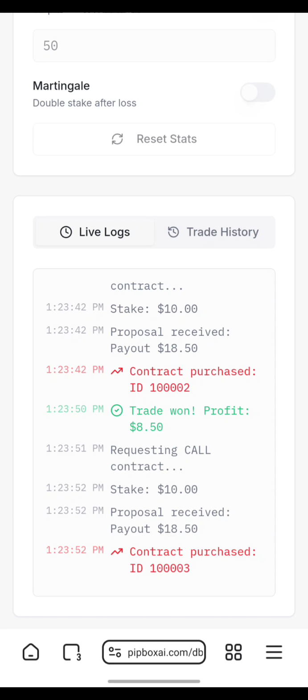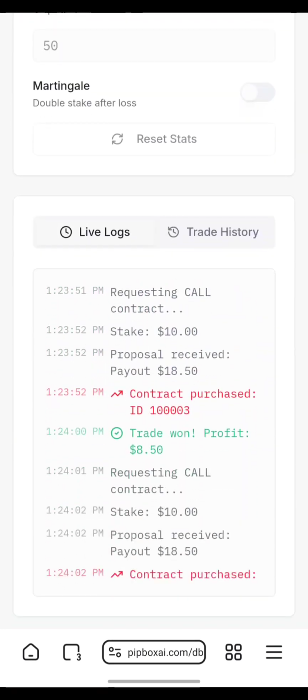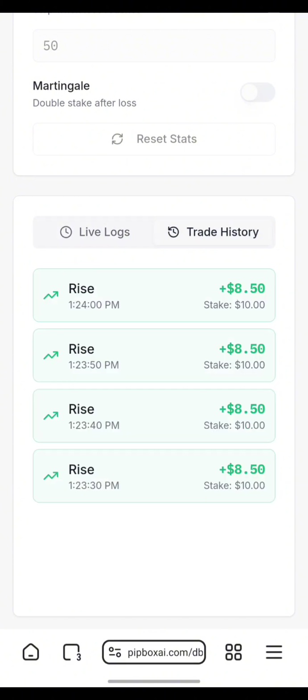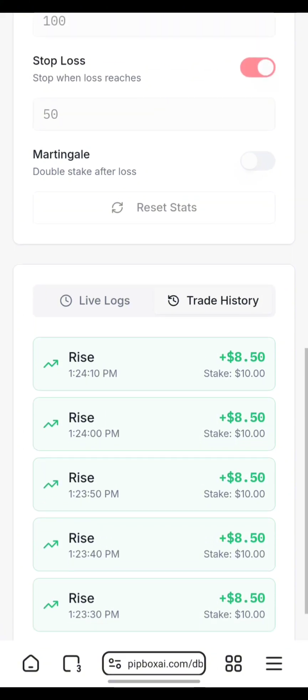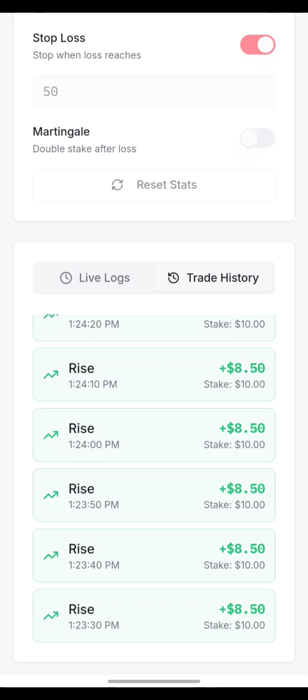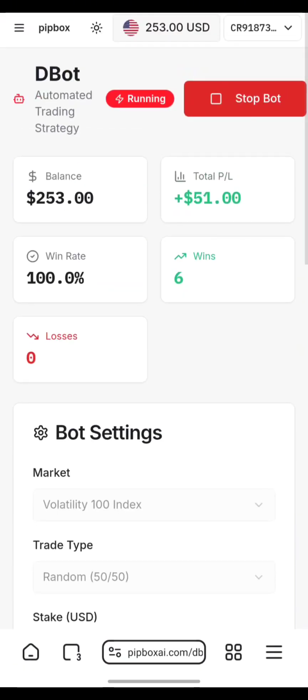Now we're running the bot again for the second time. Remember, our goal is to take this account to 1000 USD, and as you can see, our trades are being executed. If you want to check further, let's check our trade history, and we are in deep profits. One thing about this tool is that the win rate is always high, and that is why I love using PipBoxAI, and that is why I'm showing you guys how you can make money using AI.